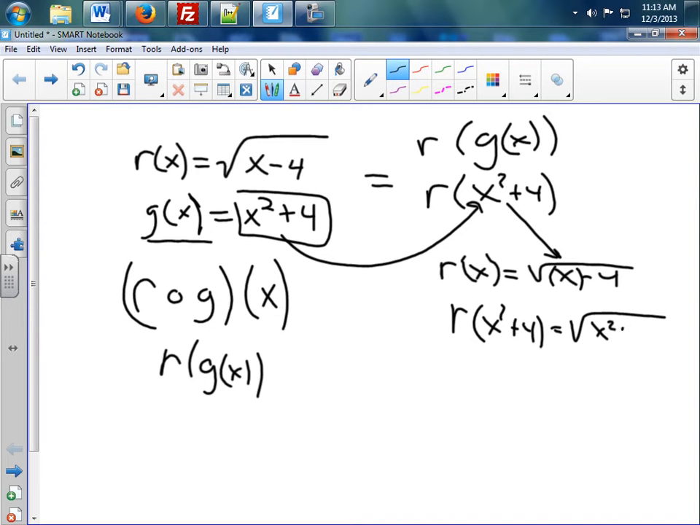the square root of x squared plus 4 minus 4. At this point, I'm going to simplify. Plus 4 minus 4 is 0. And what is the square root of x squared? For their answer, they have absolute value of x. Okay. No, you don't have to worry about that.